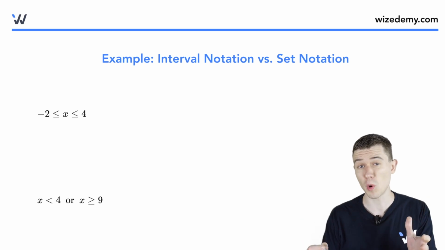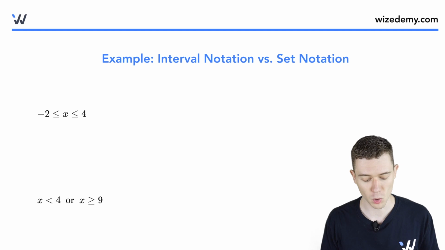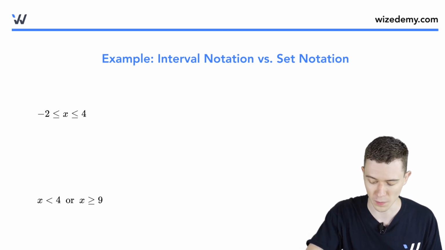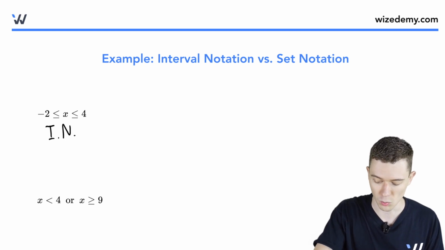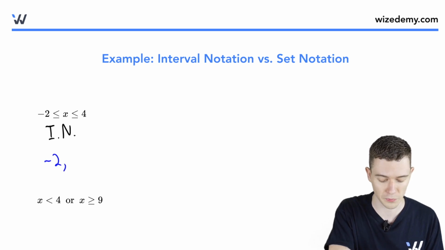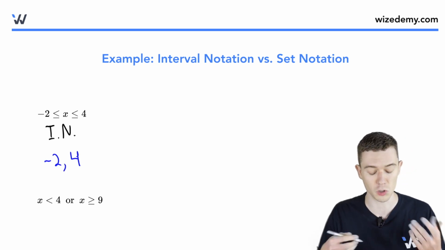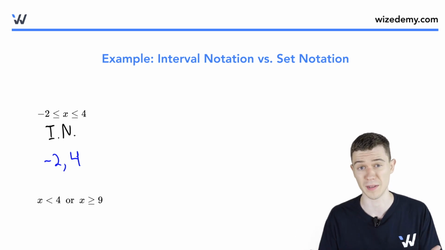Let's write these inequalities in both interval and set notations. Here we have the inequality -2 is less than or equal to x is less than or equal to 4. What is this in interval notation? Well, we include those endpoints, -2, 4. This says all the numbers between -2 and 4. We just need to decide, are those brackets or parentheses?